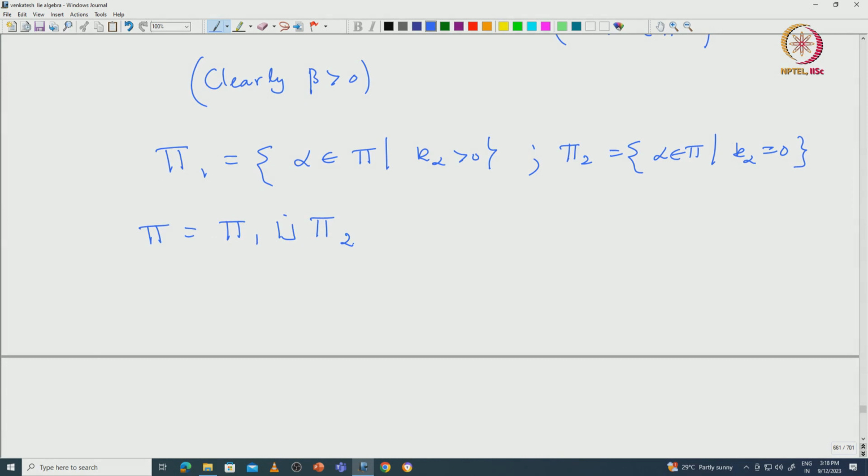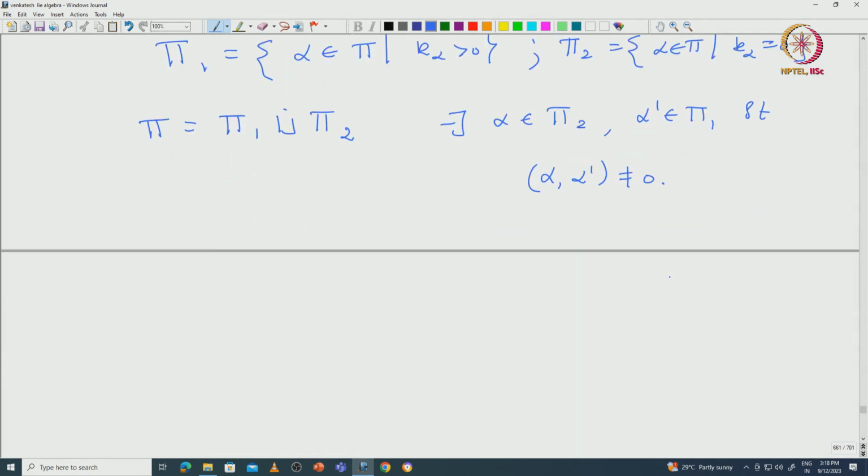From our earlier observation, we can see that pi 1 and pi 2 cannot be orthogonal to each other. That means there exist alpha inside pi 2 and alpha dash inside pi 1 such that the inner product of alpha and alpha dash must be non-zero. Since both alpha and alpha dash come from the set of simple roots pi, that forces the inner product of alpha and alpha dash to be less than 0, because the angle between any simple roots must be obtuse, which we have already proved.